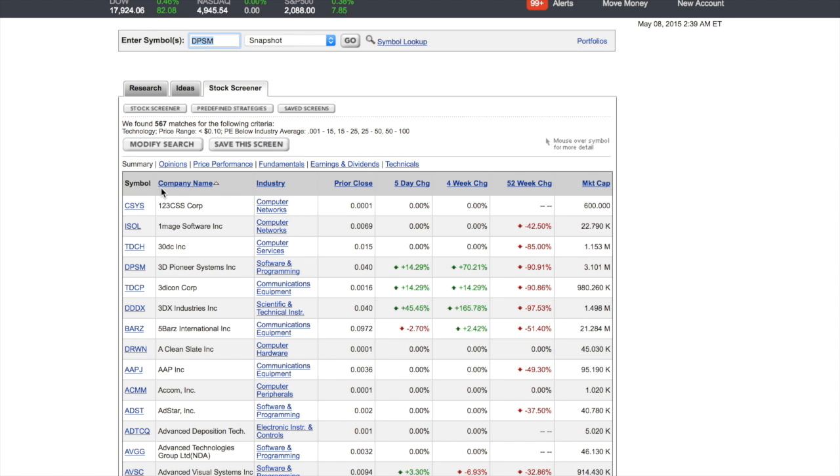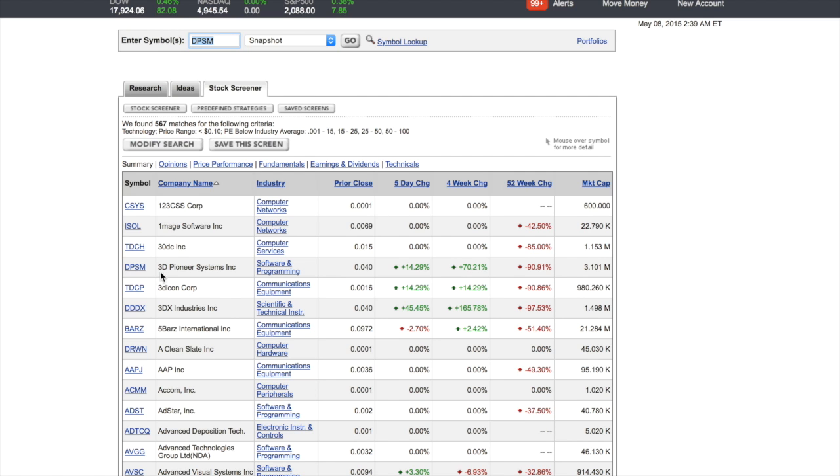So here, you can look at it. This is the company name. This is the symbol. This is the industry they're in, computer networks, software. It tells you what they previously closed at. This stock is not even a penny. It shows what it has done in 5 days and what it has done in 4 weeks. It pretty much tells you how the stock has moved. This stock is pretty much dead in essence.